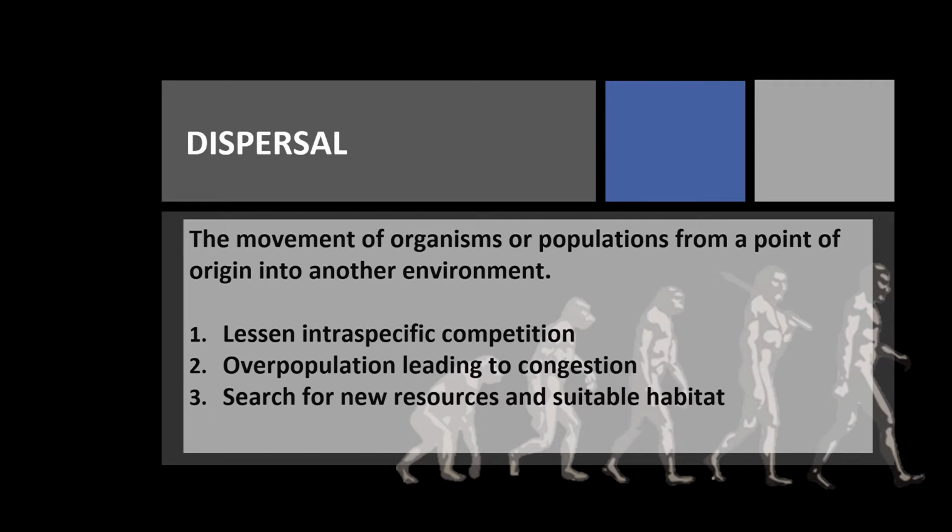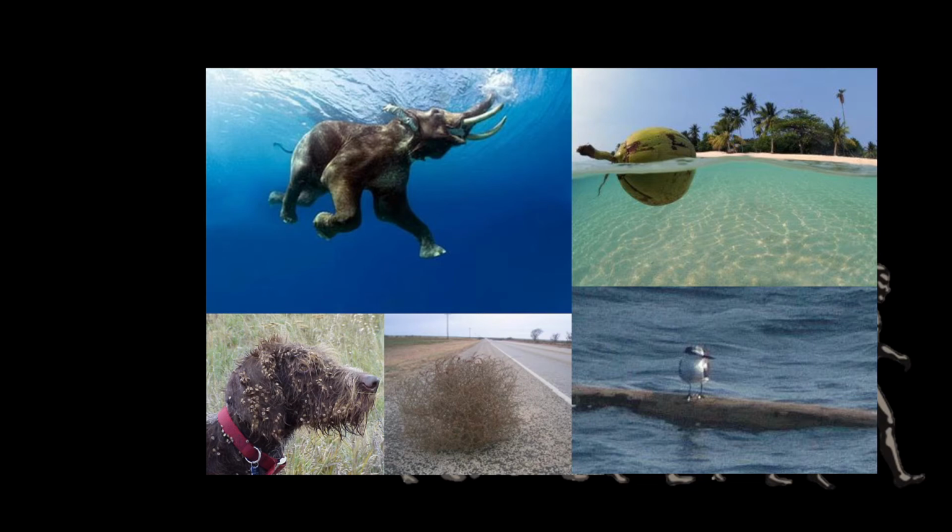Examples of dispersal are the following. The elephant swimming is an example of active dispersal, whereas the floating coconut, the tumbleweed, and the bird riding the log are all examples of passive dispersal. Lastly, the fleece attached to the dog is an example of facilitated dispersal.